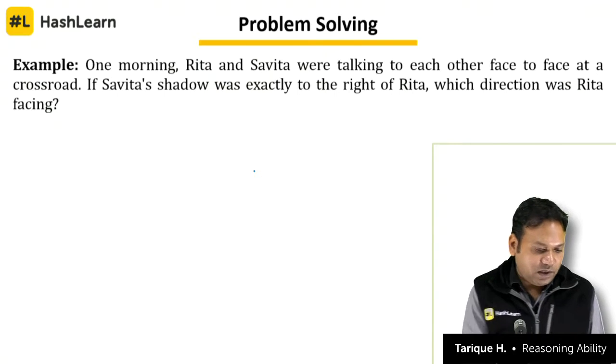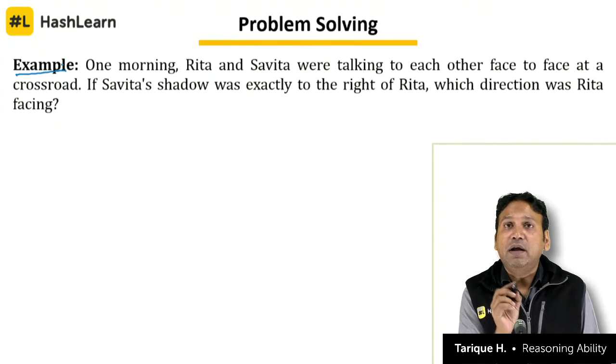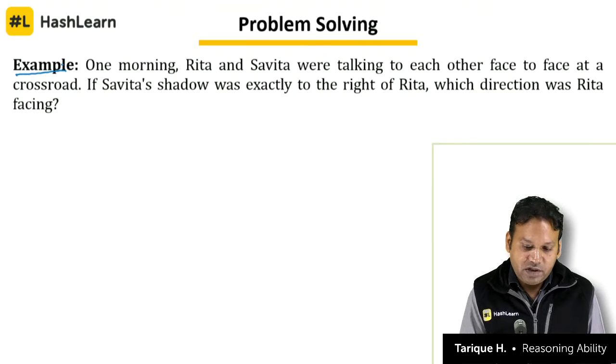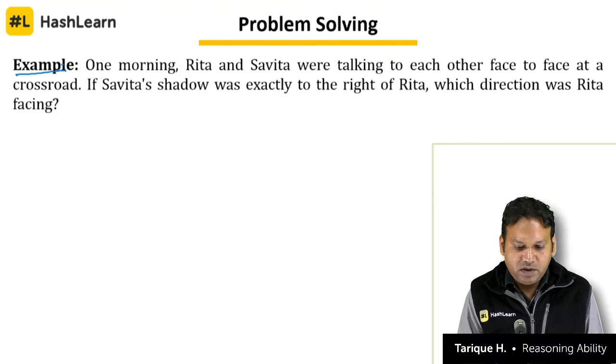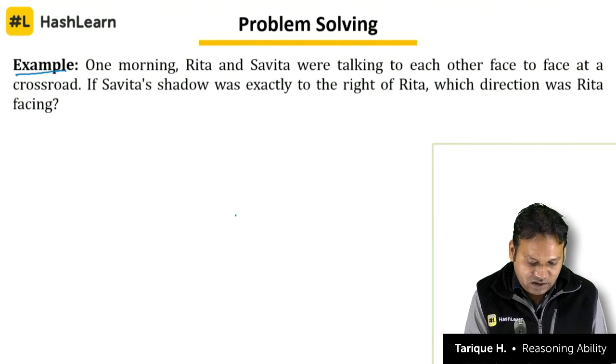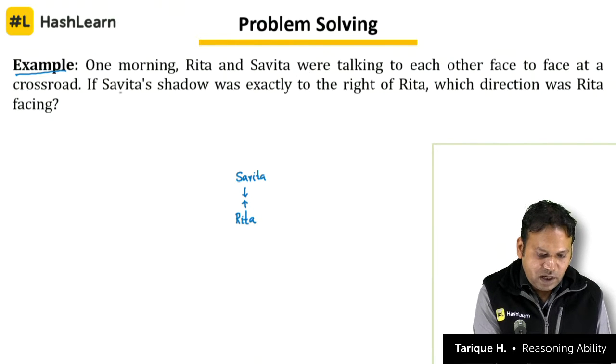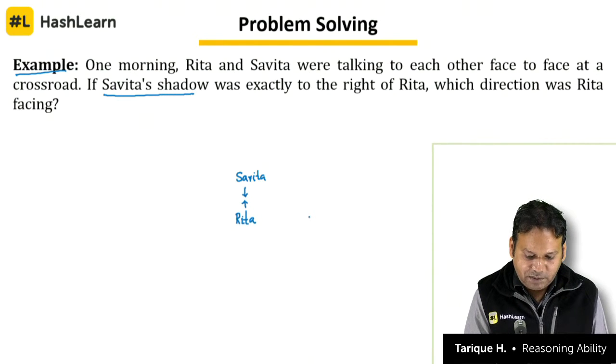Let's look at this question. This is based on shadow and light. One morning, Rita and Savita were talking to each other face to face at the crossroad. If Savita's shadow was exactly to the right of Rita, so let's say this is Rita and this is Savita, and they were talking to each other face to face, and Savita's shadow was to the right of Rita. That means the shadow is this side.